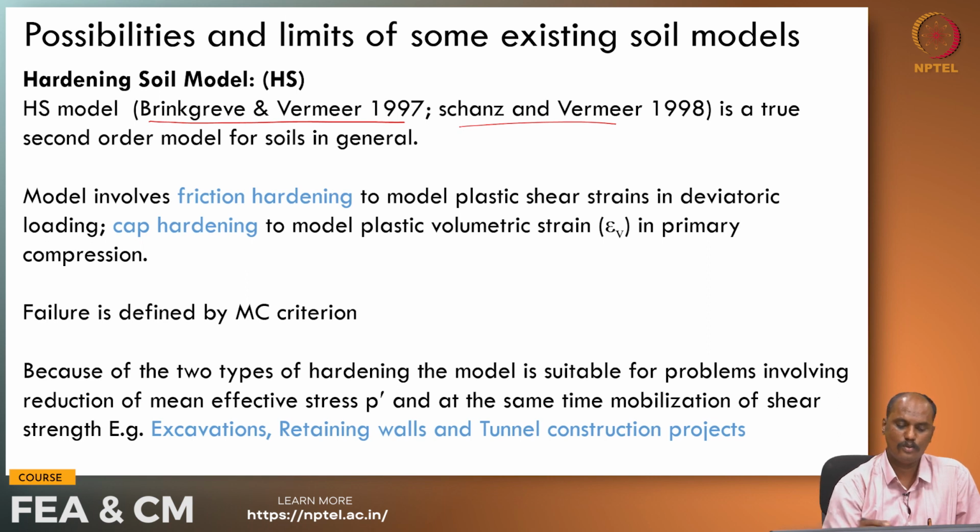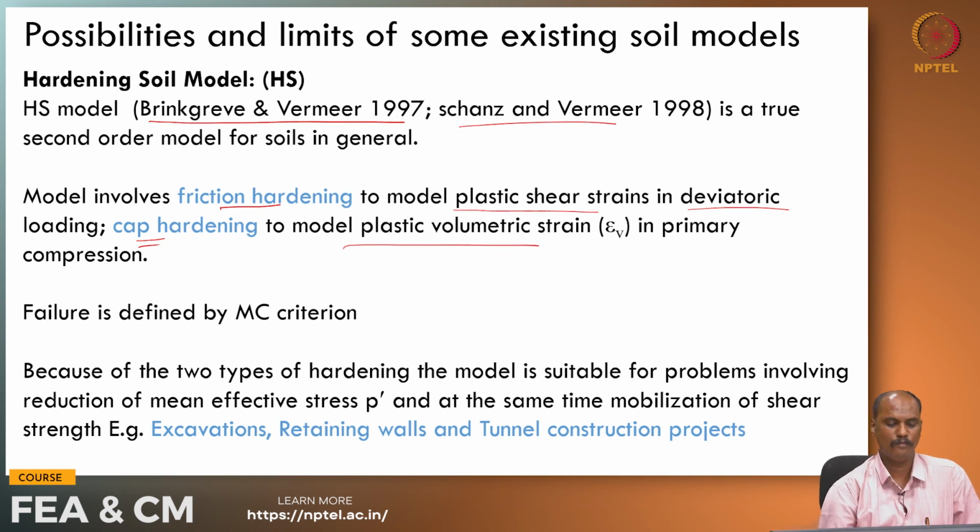So this involves two types of hardening, namely the friction hardening and the cap hardening. The friction hardening helps to model the plastic shear strains in deviatoric loading, and the cap hardening is helpful to model the plastic volumetric strains, epsilon v, in primary compression. Okay, so with these two types of hardening, the model tries to capture the plastic shear strains as well as the plastic volumetric strains, namely epsilon v.